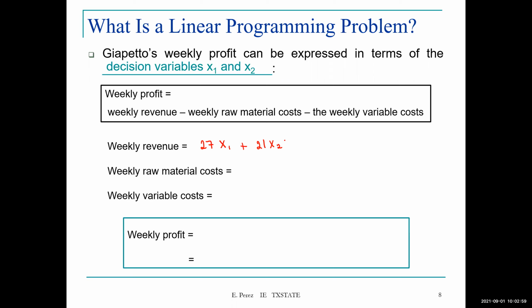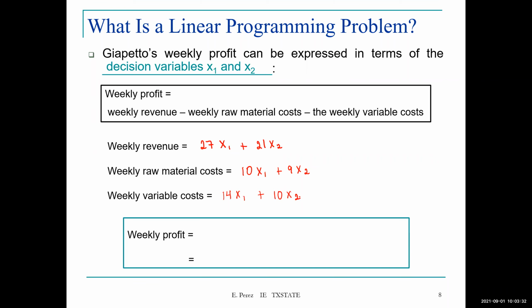The weekly raw material cost, again, is associated with the number of units that I'm producing. It's $10 per soldier and $9 per train. And finally, the variable cost, or the labor cost, is $14 for each soldier and $10 for each train.